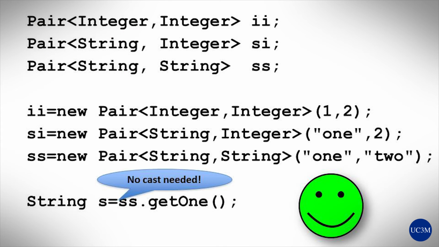Now you can define pairs of concrete types. II is a pair of integers, SS a pair of strings, because you declare them like this. Note that when you want to create an object, you may rely on type inference using the empty angular brackets. This is also called the diamond operator because of the form it creates.